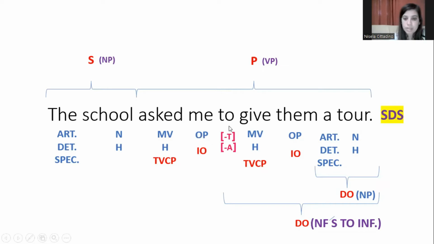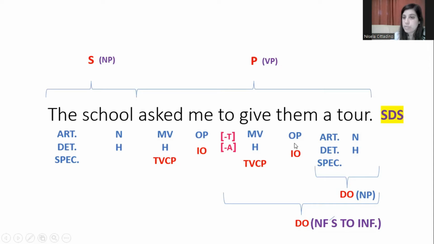Okay. So to give them a tour is a direct object, and it is a non-finite clause, to infinitive. Yes, to give them a tour. To, no tense, no agreement. Give is the main verb and the head, and it is a transitive verb of complete predication. They wanted to give what? A tour. A tour is the direct object, and it is a noun phrase. An is an article, a determiner, and specifier. Tour is the head and the noun.